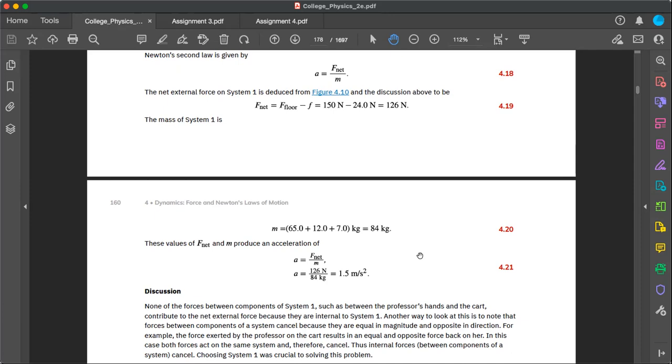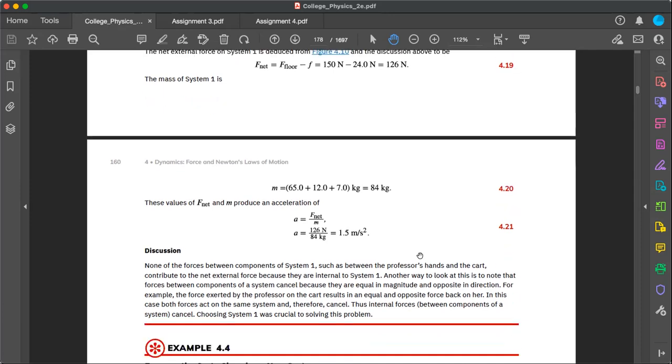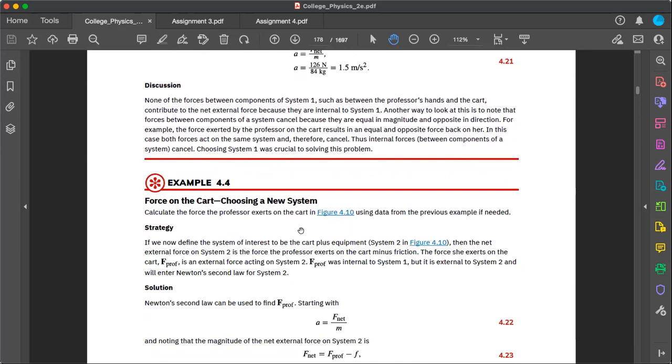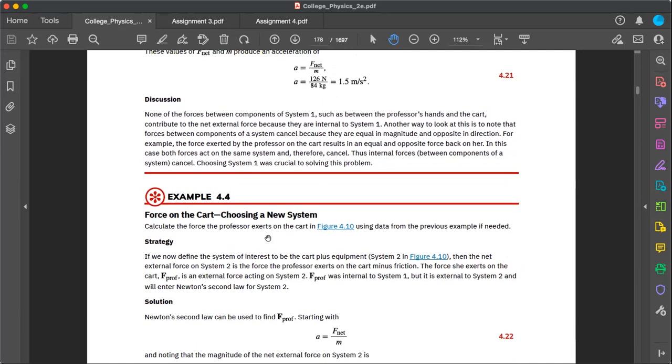Okay. Now let's go to the next part. I want you to calculate the force the professor exerts on the cart using the data. What is the force that she exerts on the cart?